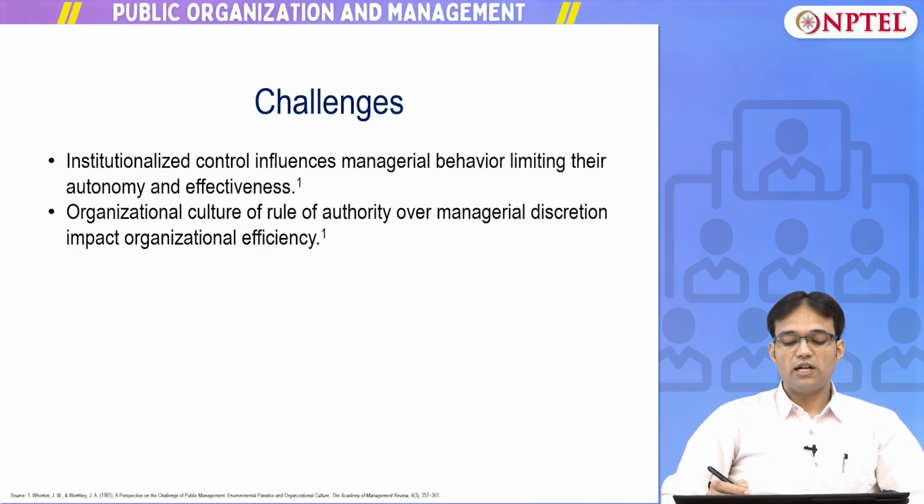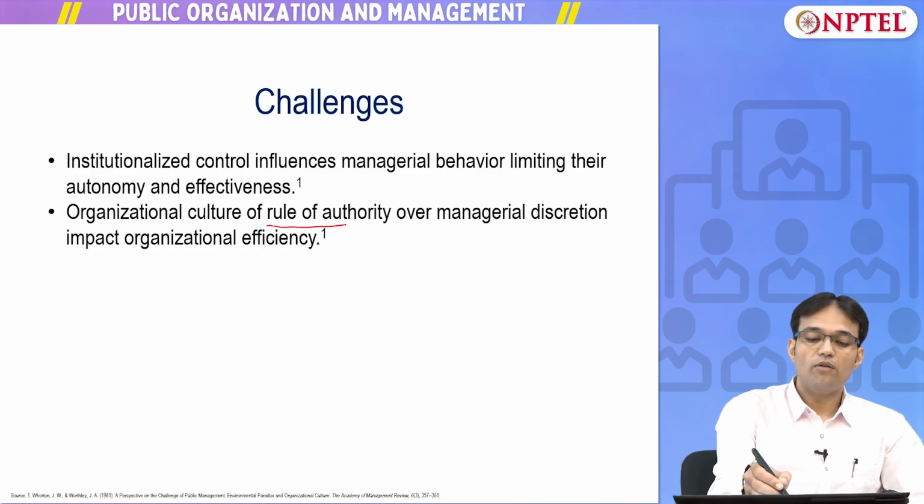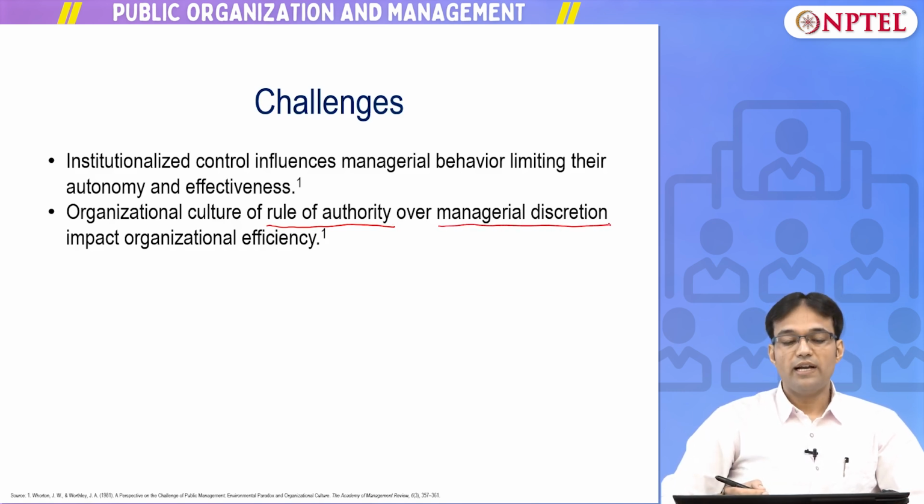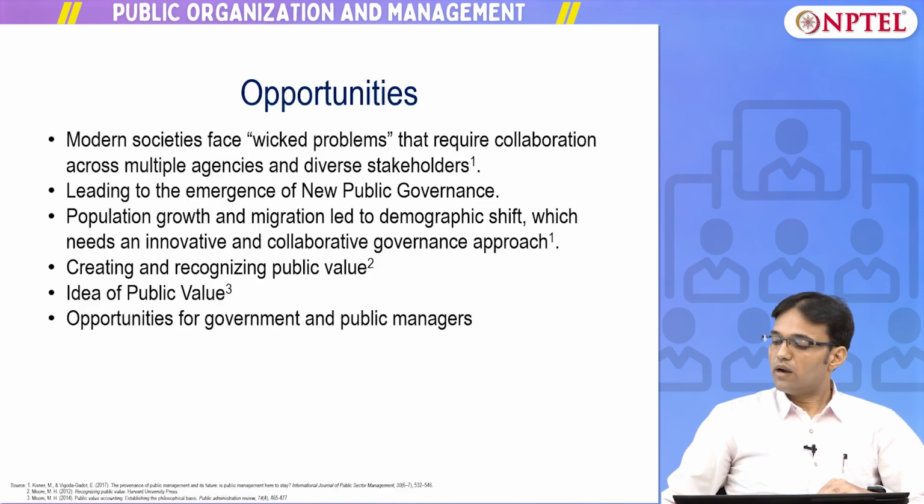Second, an organizational culture of rule of authority over managerial discretion. Remember, you have to abide by what the rules of the authority say, over the discretion you have as a manager, and it impacts organizational efficiency. We just talked about the aspect of making a choice between efficiency versus accountability. So when we have to go by the rule of authority, what the rule says, and not the managerial discretion, this impacts the efficiency of the organization. So these are some of the challenges confronted by public managers and public organizations.